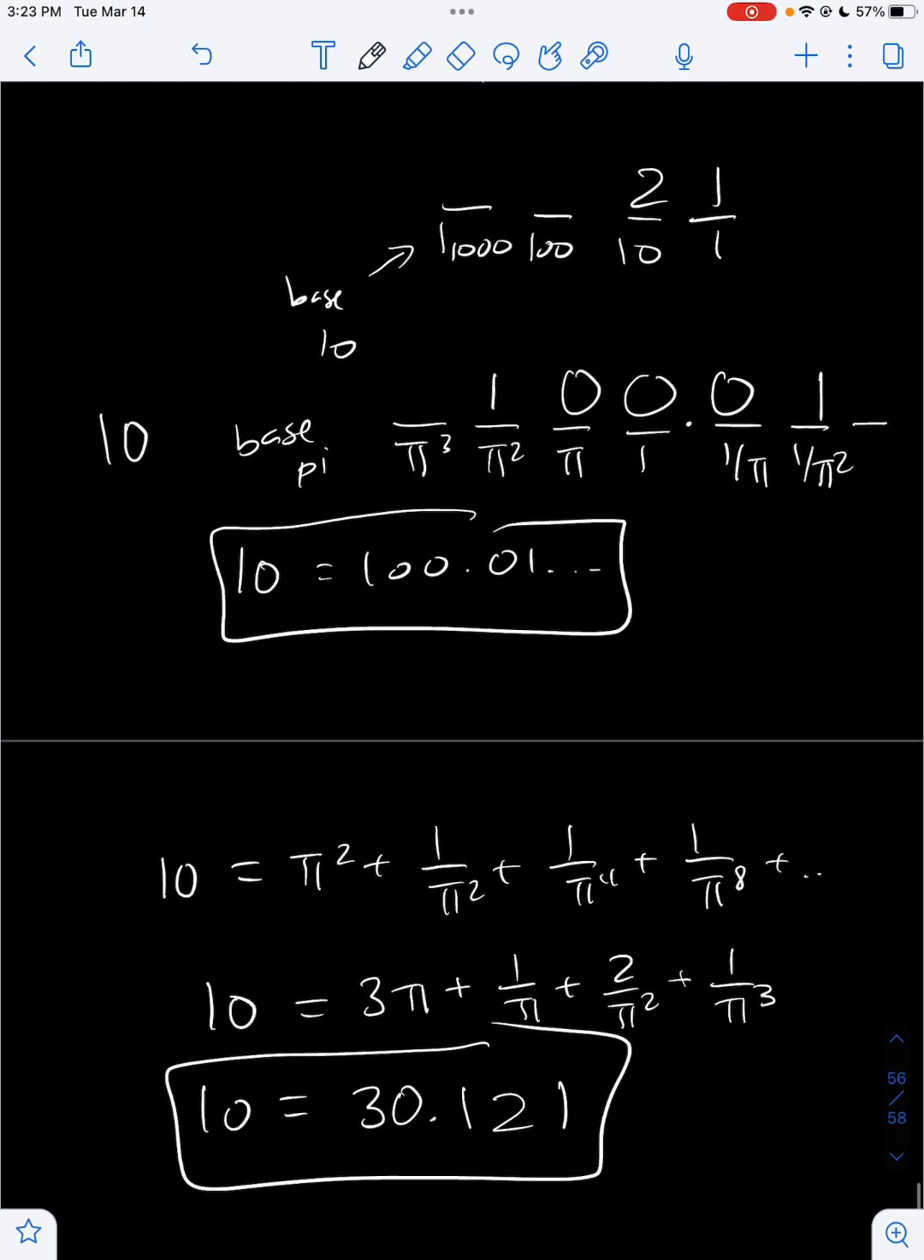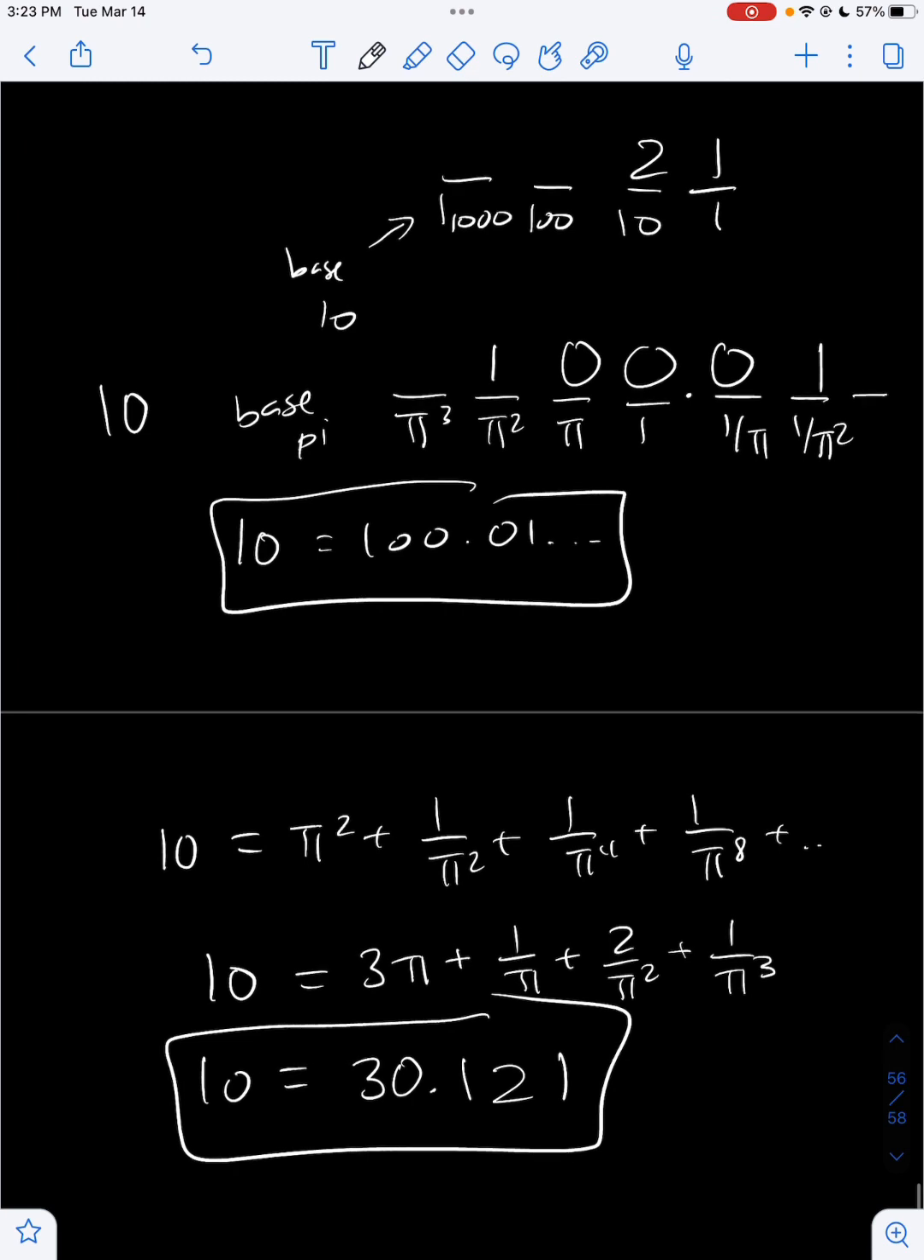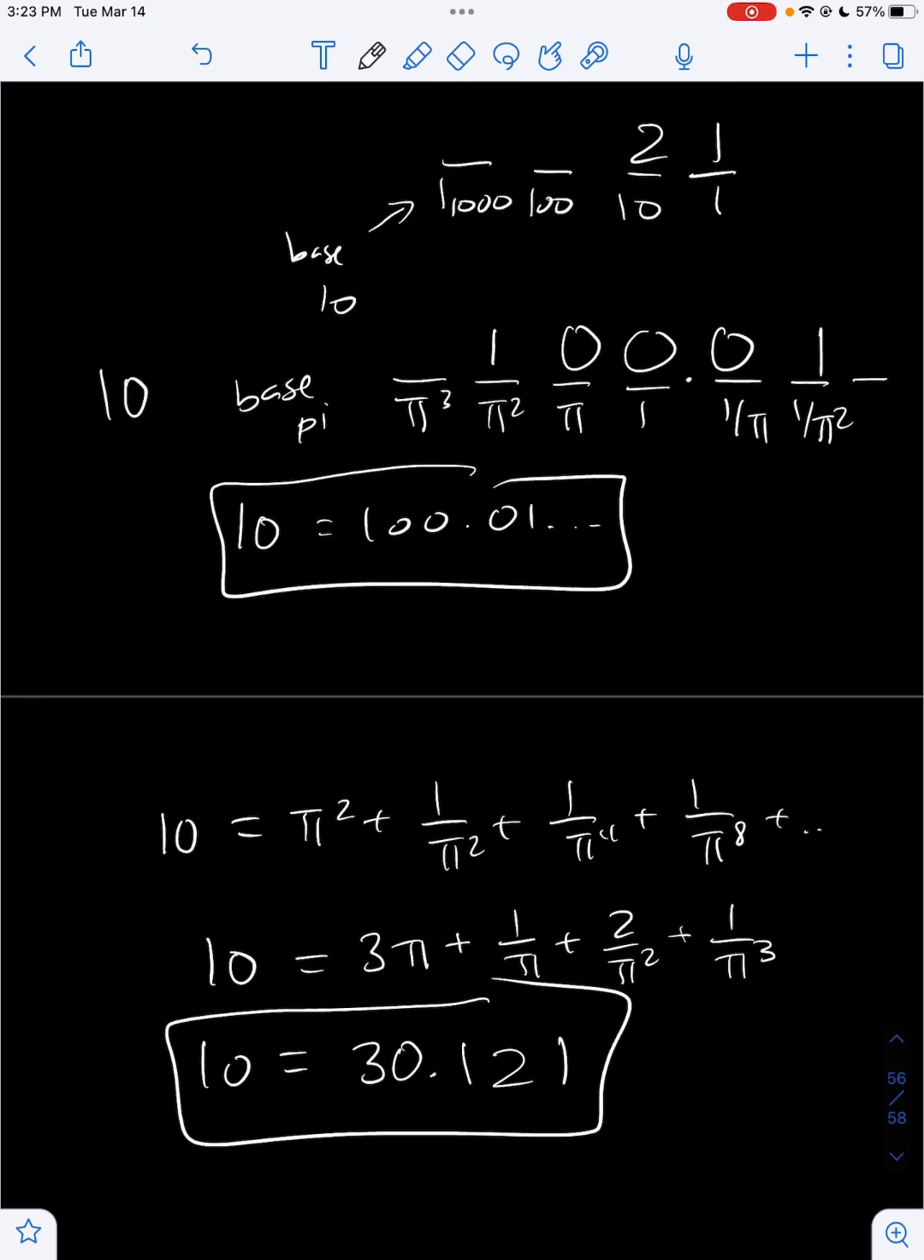A good thing to note here is that pi is still irrational in the base pi system, because pi still can be written as a fraction of integers. So even though we can write pi in a finite number of numbers, pi is still irrational.